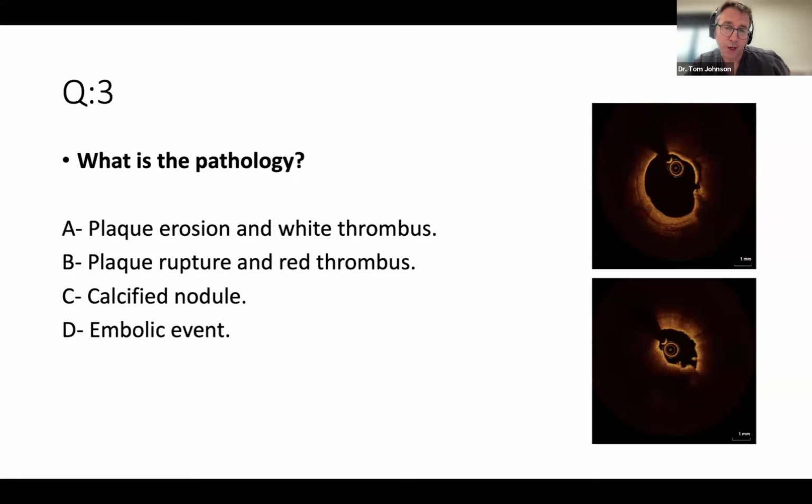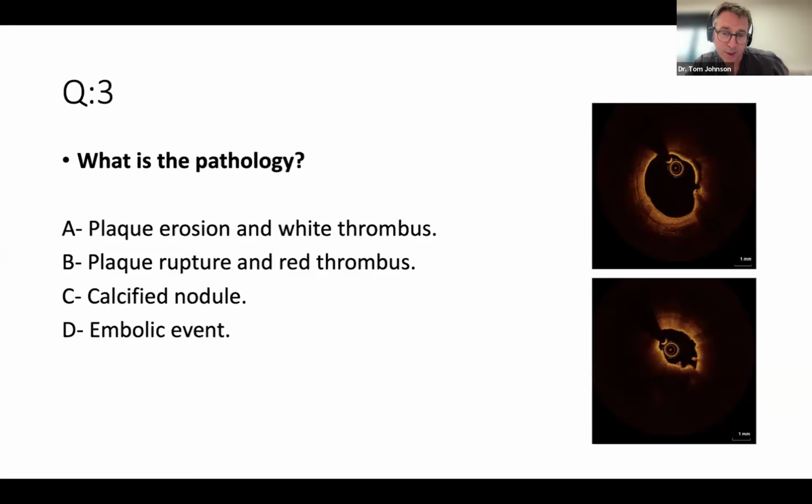So you're absolutely right, I think, to have voted for B because of the plaque rupture that's evident in the top panel. But for those that voted for erosion and white thrombus in the lower panel, the lower panel is difficult because you don't really see plaque disruption. All you see is an irregular lumen surface that's likely to be thrombus adherent to a lumen. But as Adele said rightly, this is most likely red thrombus because the red cells within the structure are attenuating, are again absorbing all of the light. So you see nothing deep to the thrombus.